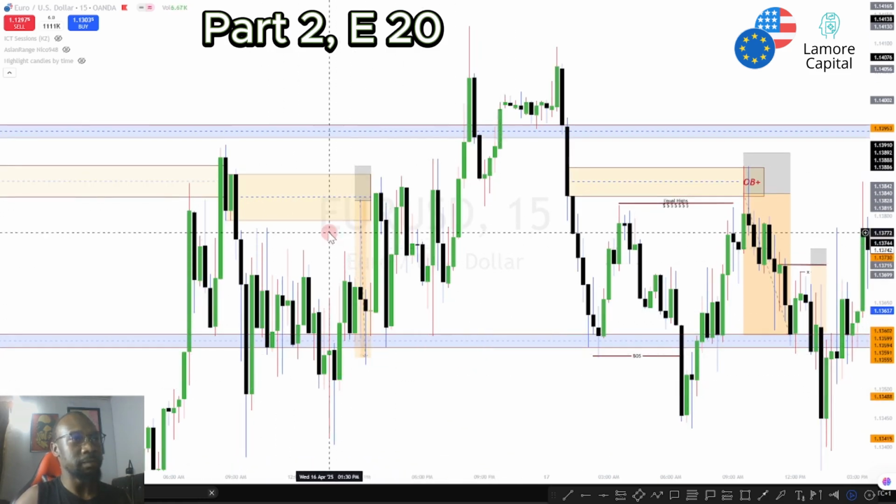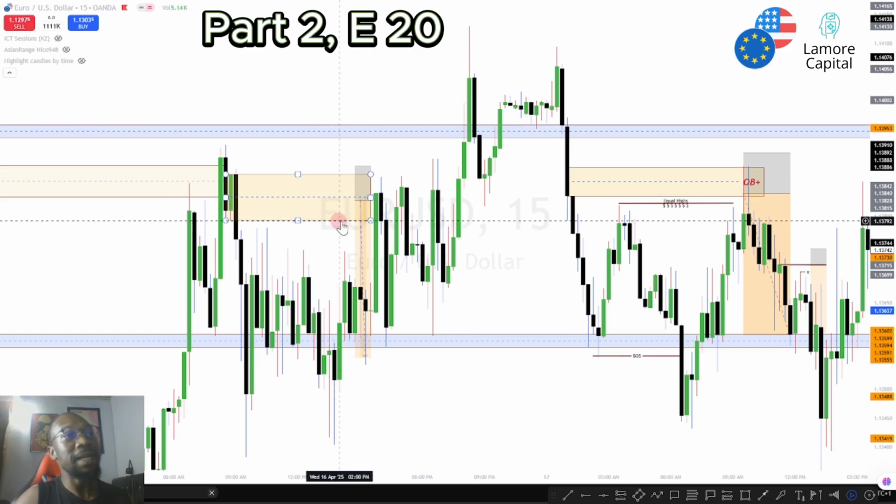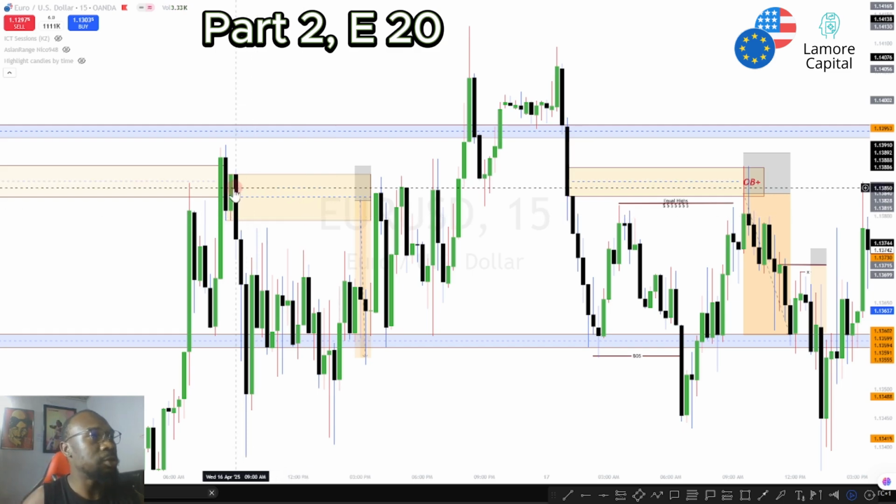I marked my demand zone, kept my sell limit. For this one, I kept my sell limit. Now, I will tell you why I actually kept a sell limit on this particular trade. I'm going to give you an instance why. Okay, so after drawing our order block here, what are we expecting?